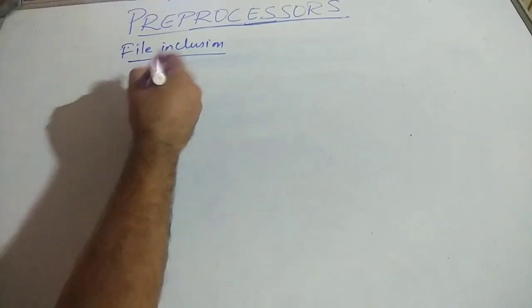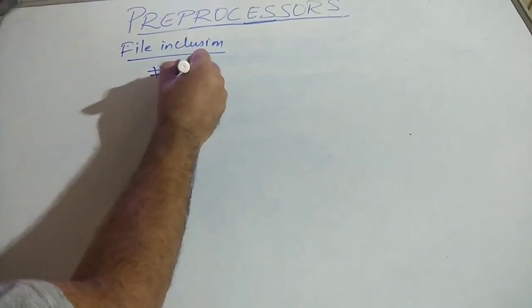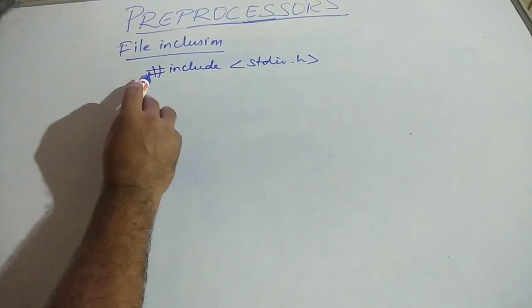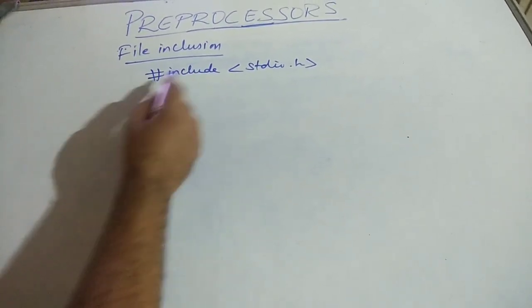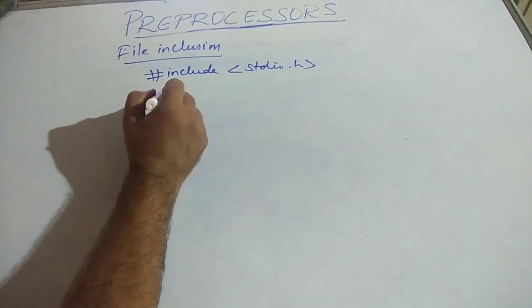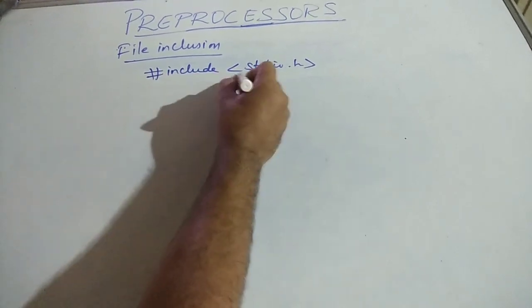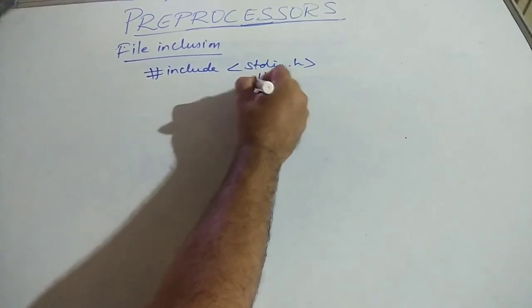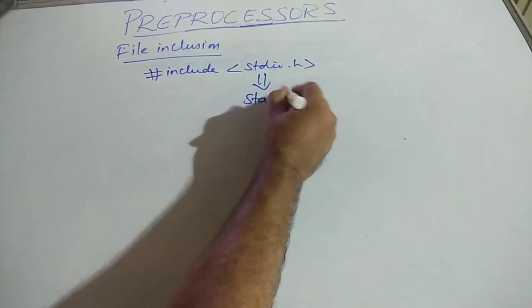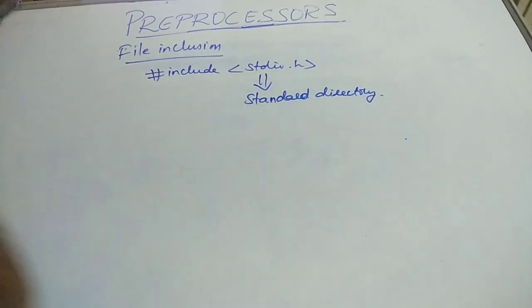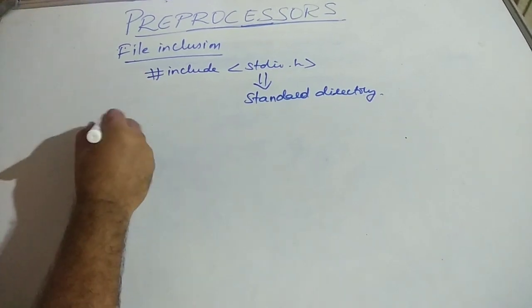So how do you write this? We can say #include stdio.h. So whenever I write this statement, the beginning hash indicates it's a preprocessor directive. Include says that this file stdio should be included as a part of this program. Is it clear? So here the angle brackets indicate the compiler will look for the file in the standard directory. Yes. Next one we go for user-defined files.